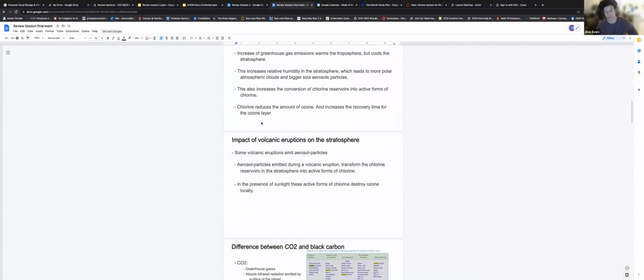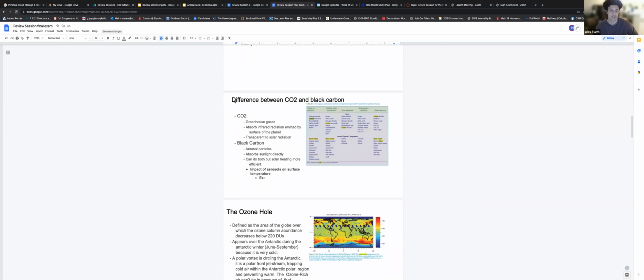And then this is somewhat more of a niche one, but look at the impact of volcanic eruptions on the stratosphere. So how volcanic eruptions emit aerosol particles, and then those particles can transform chlorine reservoirs in the stratosphere into active forms of chlorine that then actually destroy and catalyze ozone locally.